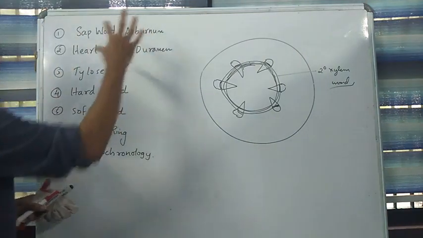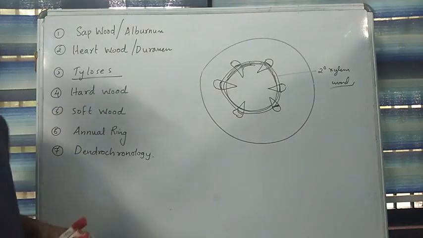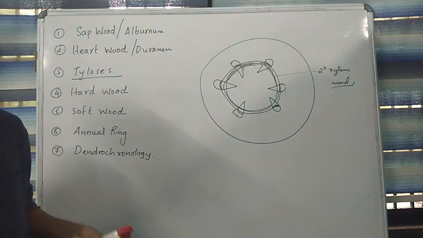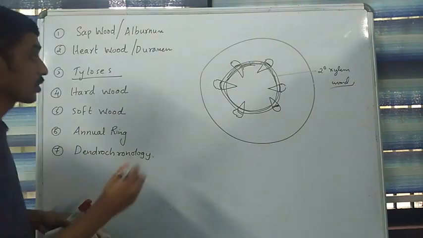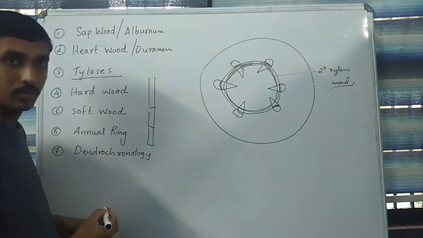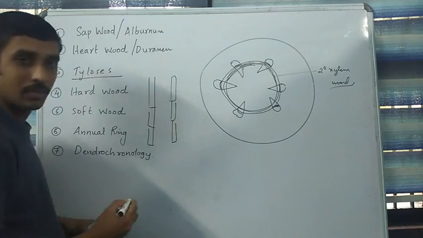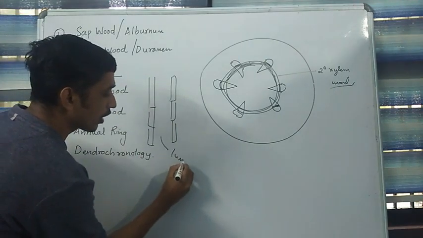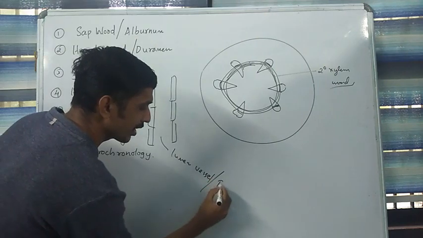So this is the difference between sapwood and hardwood. And one more thing, the third one is called tylosis. We already discussed tylosis. Tylosis is a balloon-like protrusion. Suppose you imagine this is a parenchyma cell of the secondary xylem, and this is also a parenchyma cell of the secondary xylem, and this region is called the lumen, or empty space, of the vessels or tracheids.